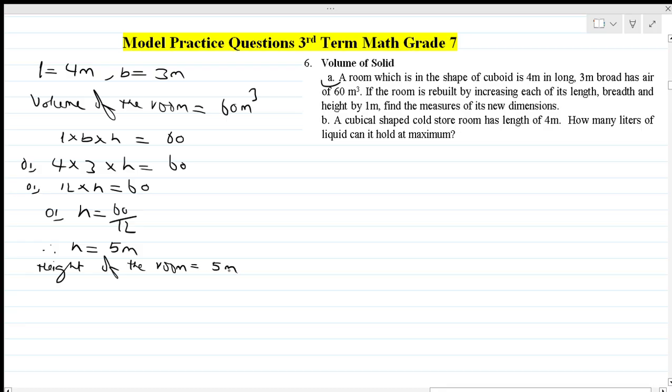After finding all 3 dimensions of the room, now let's deal with the actual question. It says if the room is rebuilt, that is, reconstructed by increasing each of its length, breadth, and height by 1 meter, find the measures of the new dimensions. So length is increased by 1 meter, breadth is increased by 1 meter, and height as well.